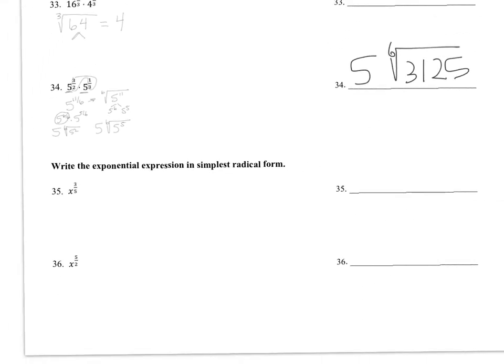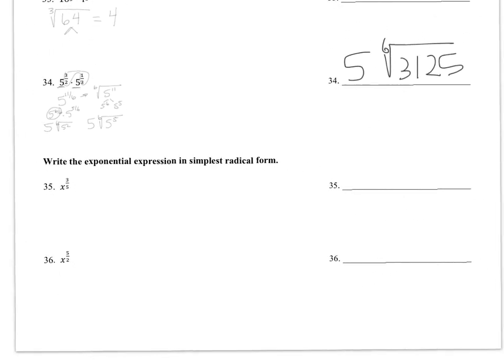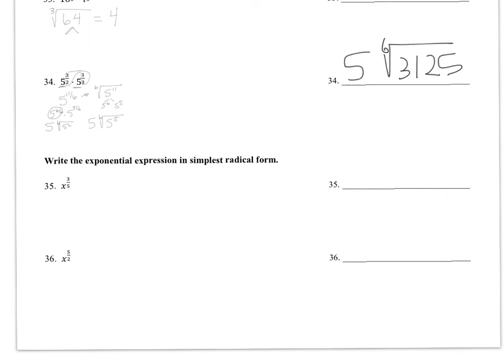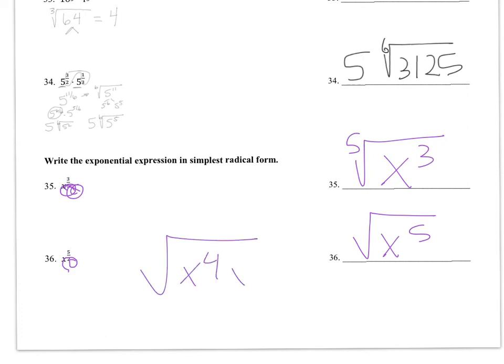Next one is just rewriting in simplest radical form. So you're looking at your denominator. That's the same thing as your index. In this case, this will be the 5th root of x cubed, because your denominator here is 5, so 5th root. Here, this is the square root. So in this case, it would be the square root of x to the 5th. And you can rewrite that because you have 2 groups there. You could rewrite this as x to the 4th times x. So it would be x squared times the square root of x.